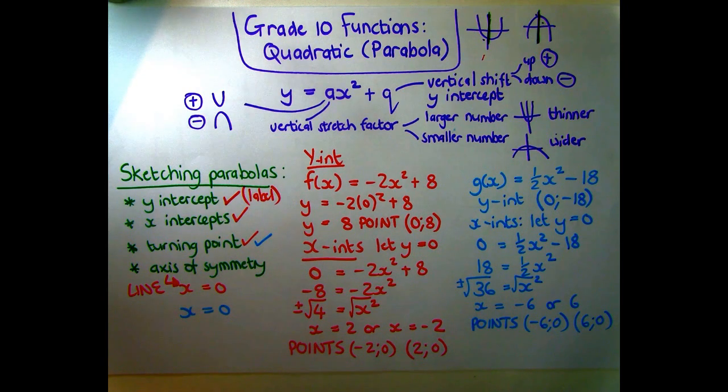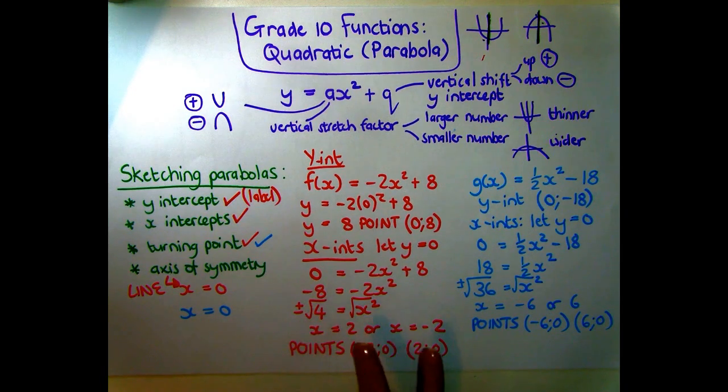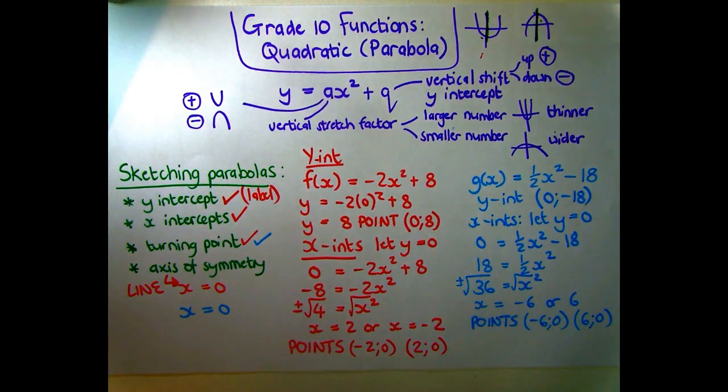For the X-intercept, you've got to do a calculation. You've got to let Y equal 0 and solve for X. Reminder, when you are square rooting, you must put a plus and minus by your answer because you need to get out two answers for your X-intercepts. Write down the points. That is a really useful tip.